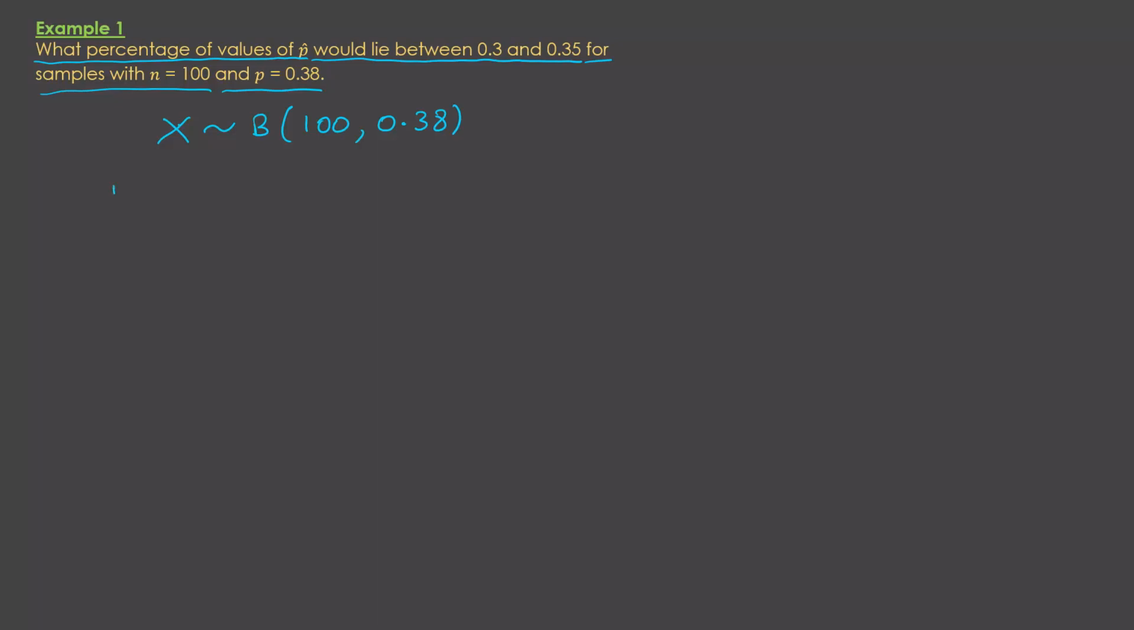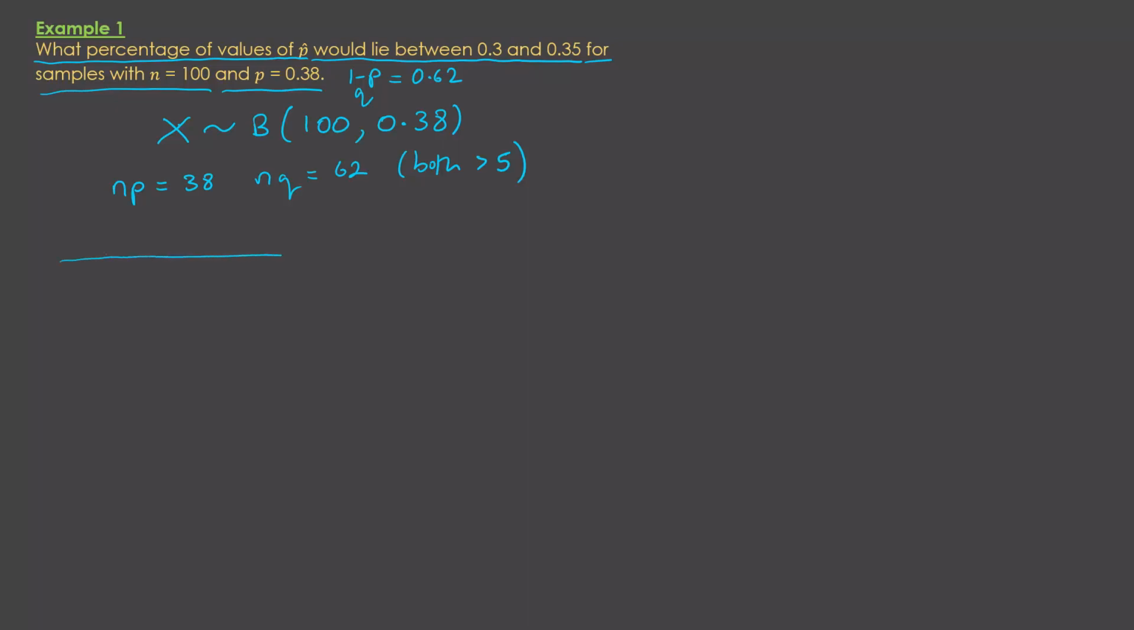Well, first of all, np is going to be 38. And if p is 0.38, then 1 take away p is going to be 0.62. So sometimes we refer to that as q. That means that nq is equal to 62. So they are both greater than 5. So that tells us that we can proceed.